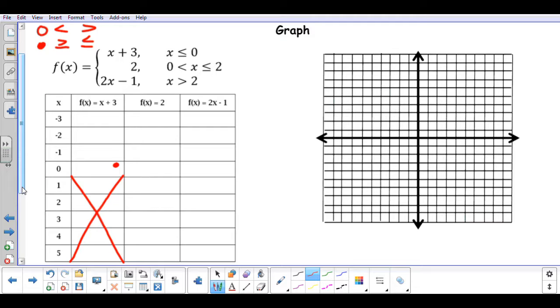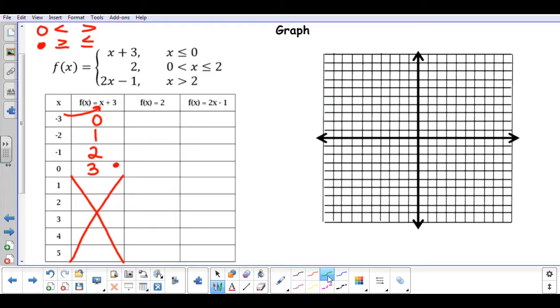So to fill in the rest of the table, I'm just going to plug those values of x into the equation to get the y value. So if I start with negative 3, I'm going to take negative 3 plus 3, which would give me 0. Then negative 2 plus 3, which would give me 1. And negative 1 plus 3, which would give me 2. And 0 plus 3, which would give me 3. So I have 4 points for that first graph.